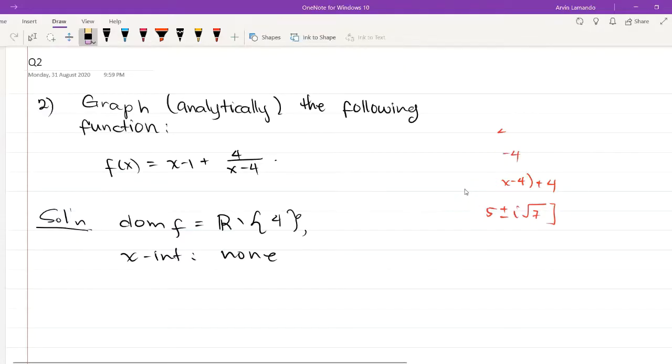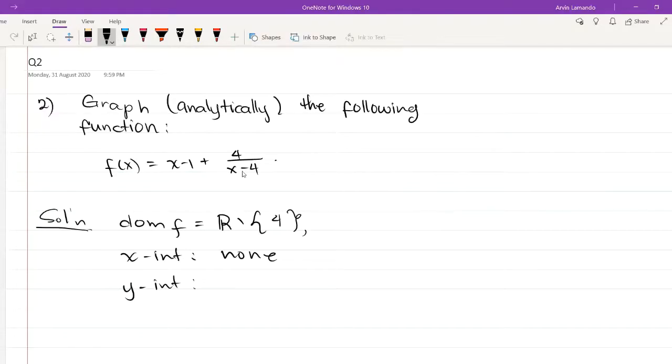If we want to find the y-intercept, we can just set x equal to 0 in this equation. So if we set x equal to 0 here, we'll find that the y-intercept is equal to 0 minus 1 plus 4 over 0 minus 4. So that's negative 2.